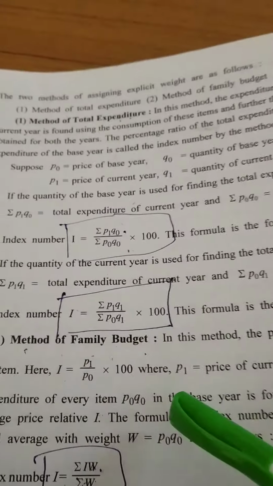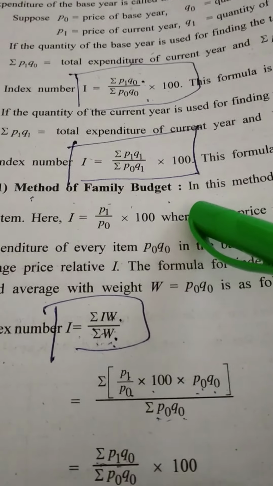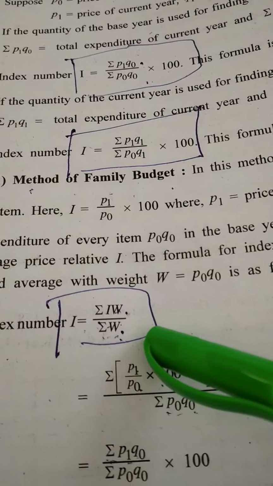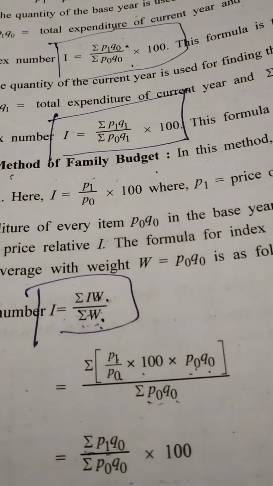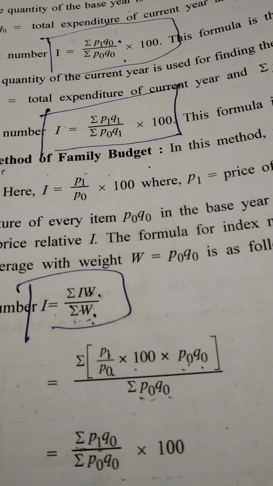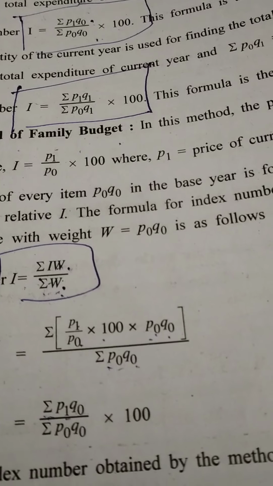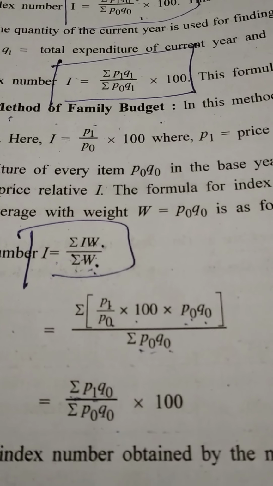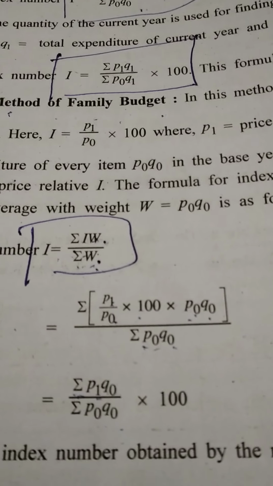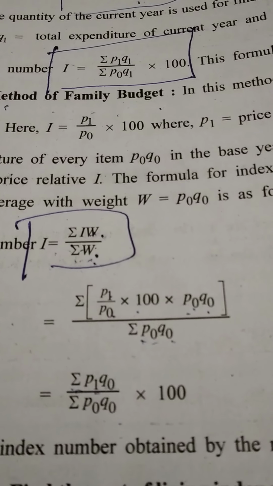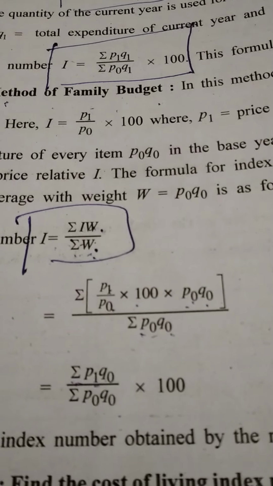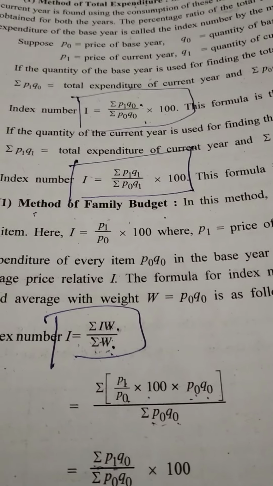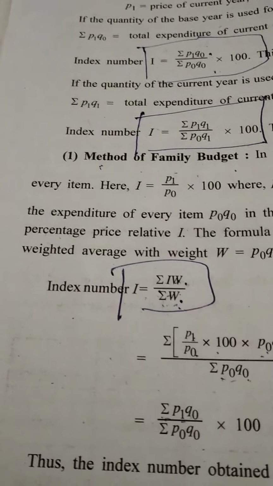ओके, next one that is a family budget method. तो family budget method मतलब आपका एक ही formula है, that is I equals sigma IW upon sigma W. But in this case you have to find how to find here I and IW. That is most important. तो I कैसे होगा यहाँ पे, I equals P1 upon P0 into 100. और W कैसे मिलेगा, sigma P0 into Q0, वैसे आपको W मिलेगा. उसके बाद आपको I into W करना होगा, तो आपको sigma IW मिलेगा, and divided by sigma W. सिग्मा W means P0 Q0. तो ये आपका हुआ family budget method. First one that is a method of total expenditure, and second one is the family budget method.